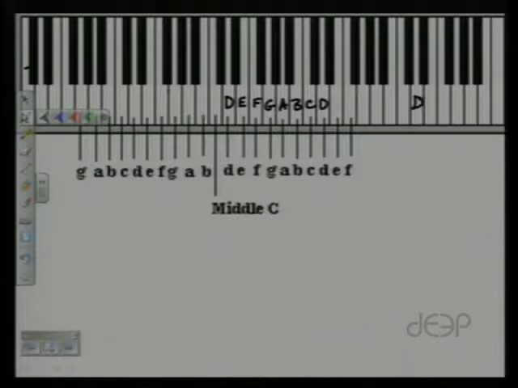Now, the next thing we have are 2 vocabulary words, and the first is that of a half step. A half step is the distance from any key to the next adjacent key. So if we're here on this G, then a half step would be the black key above or the black key below. If we're here on this key, then a half step would be to this key. So from this B to this C is a half step.